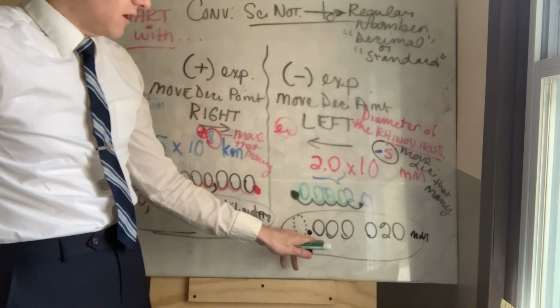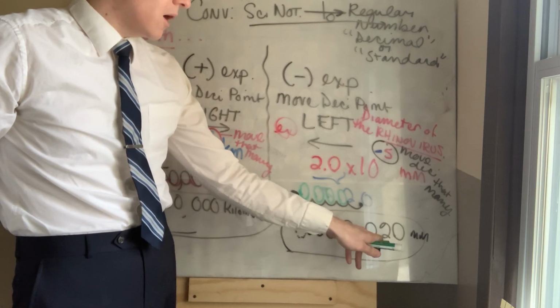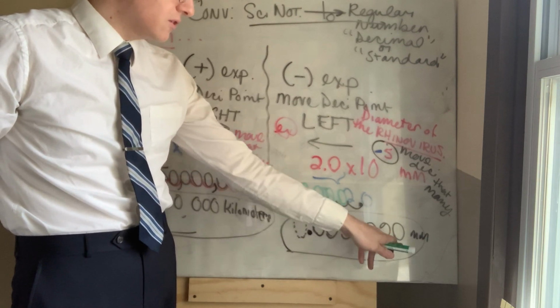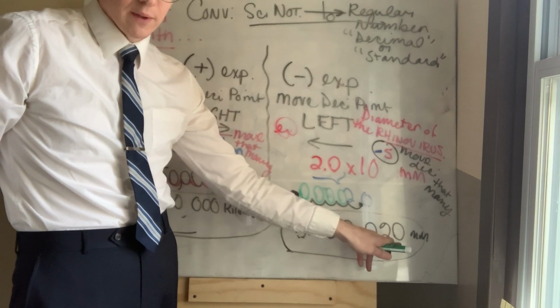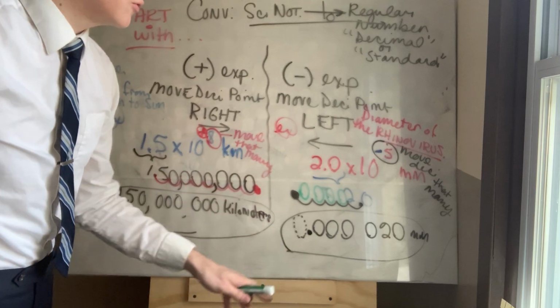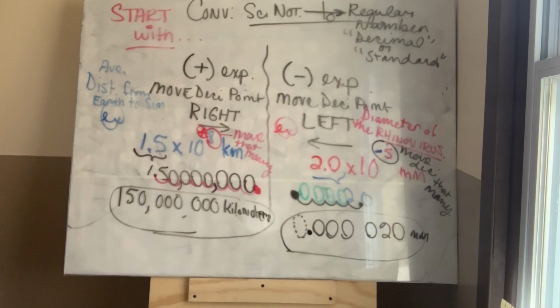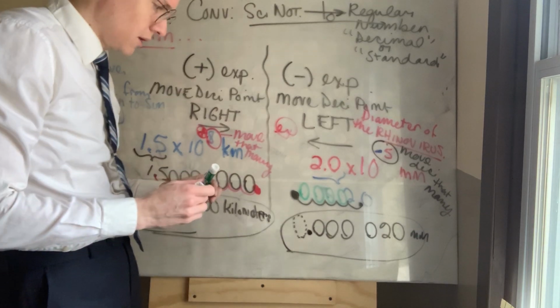Still, tenths, hundredths, thousands, 10,000s, 100,000s. This would technically be millions if you read it all the way there. 20 millions, or you could say 200 thousandths of a millimeter. Quite puny.